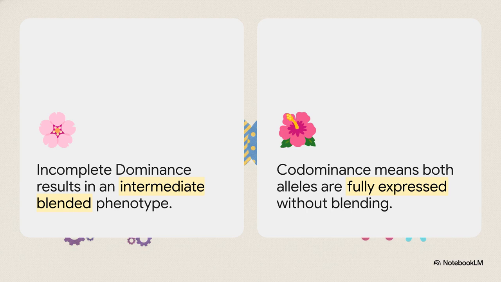On one hand, we have incomplete dominance. This is where neither allele is completely dominant, which results in this intermediate or essentially blended phenotype in a heterozygous individual. But then on the other hand, we have codominance. This is where both alleles are simultaneously and fully expressed in the heterozygote without any blending whatsoever. So it's not compromise, it's a literal coexistence.